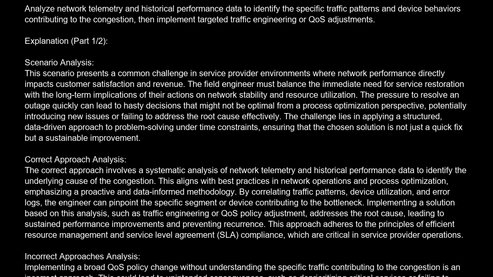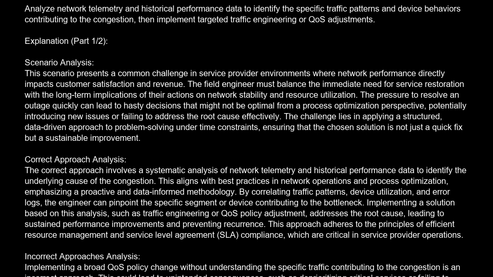By correlating traffic patterns, device utilization, and error logs, the engineer can pinpoint the specific segment or device contributing to the bottleneck. Implementing a solution based on this analysis, such as traffic engineering or CoS policy adjustment, addresses the root cause, leading to sustained performance improvements and preventing recurrence. This approach adheres to the principles of efficient resource management and service level agreement, SLA, compliance, which are critical in service provider operations.